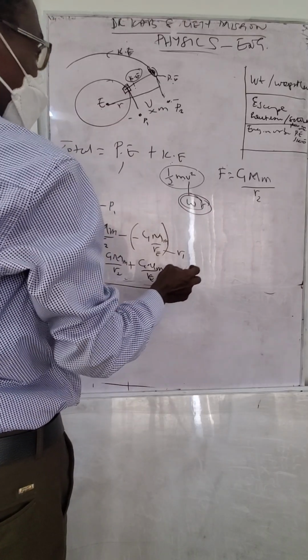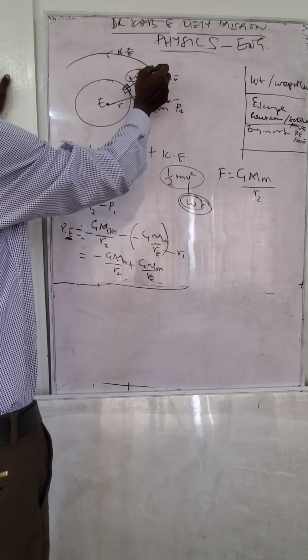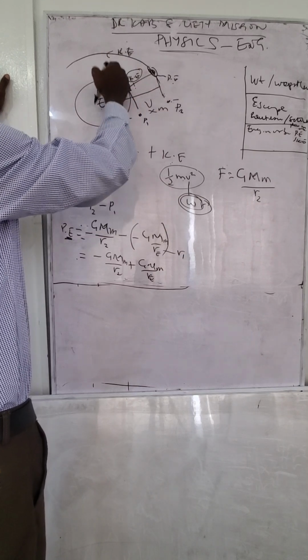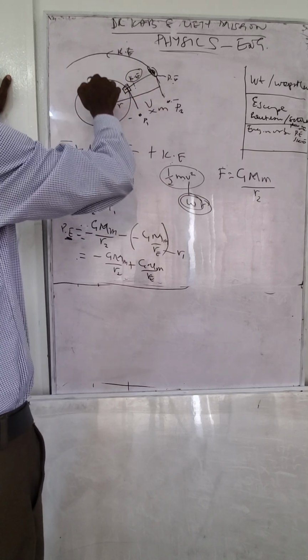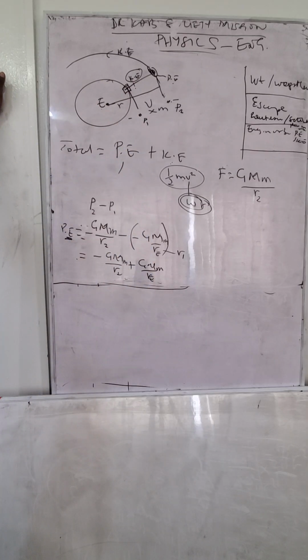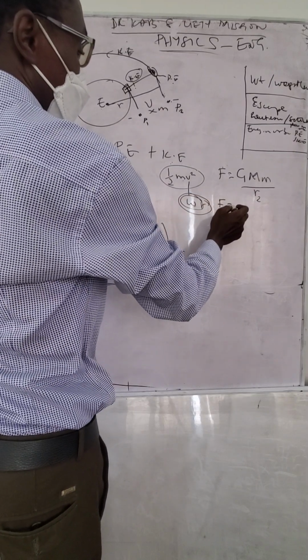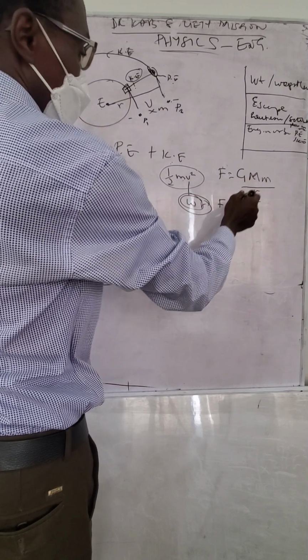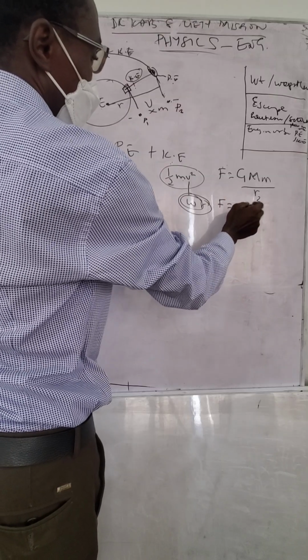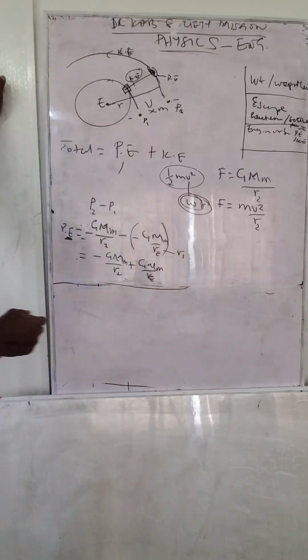Now, this force of attraction between them will also be equal to the centripetal force this one is experiencing towards the center. What is holding it? It's the same force, the force of attraction. So that force of attraction is also equal to the centripetal force, which is given by mv squared over r2 here.